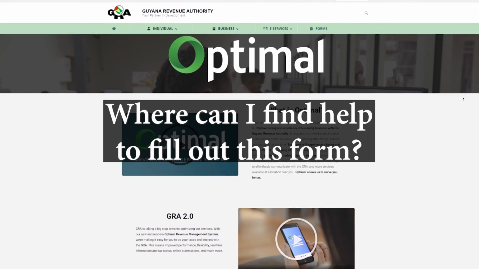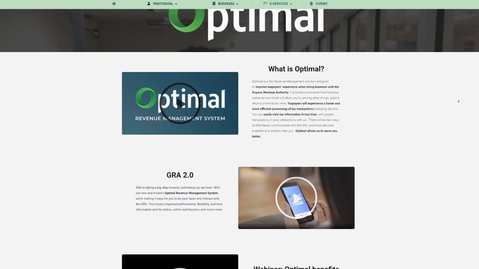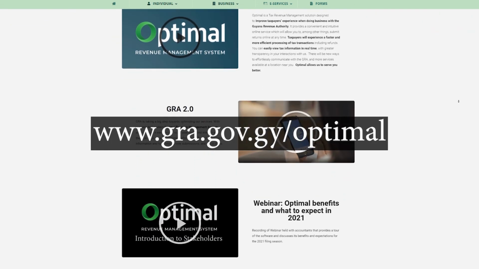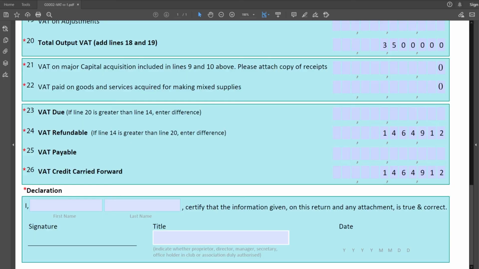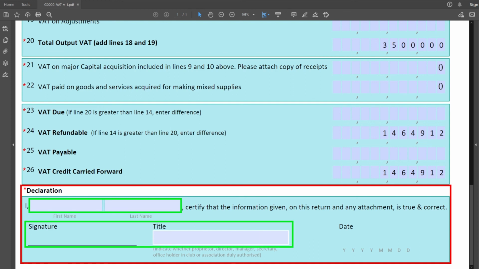Where can I find help to fill out these forms? Guides to these forms can be found on the Optimal website, www.gra.gov.gy/optimal. Remember, the declaration section must be completed with your first and last name, signature, title, and date.